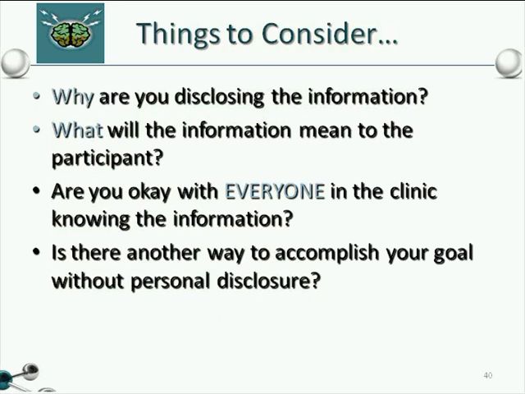What's the purpose of this particular piece of information that you want to disclose? What will the information mean not only to this participant, but to every participant in your research trial? Because disclosing to one individual is like playing telephone. You never know what the message on the other end is going to be, but every other participant that this person comes in contact with is going to have that information. So what's it going to mean to them, and what's it going to mean to every other person in the clinic? And do you want them knowing that?